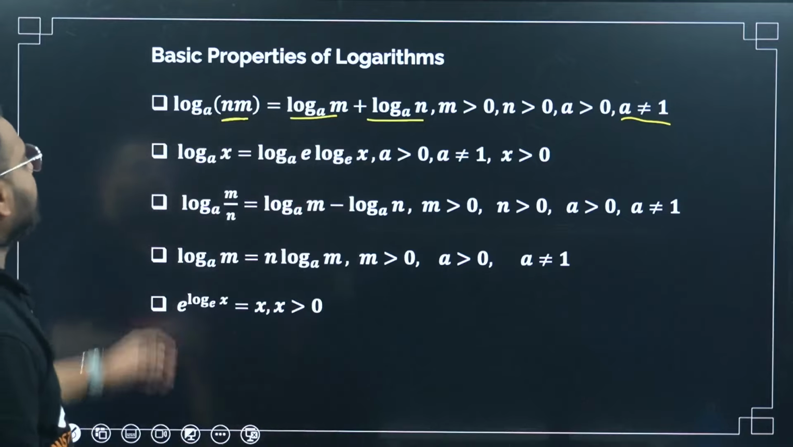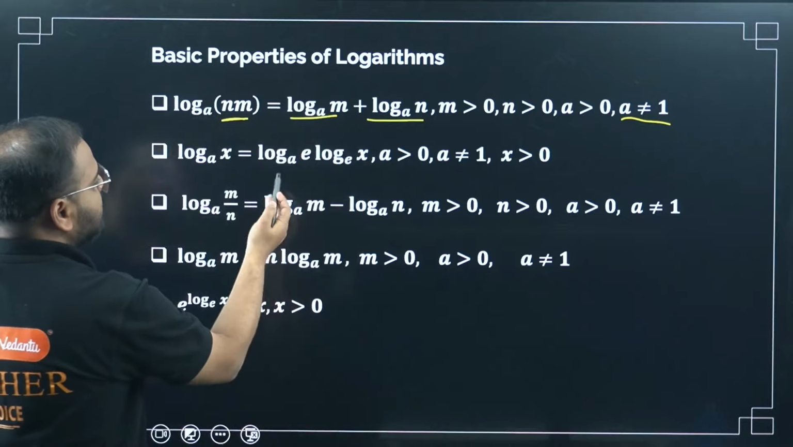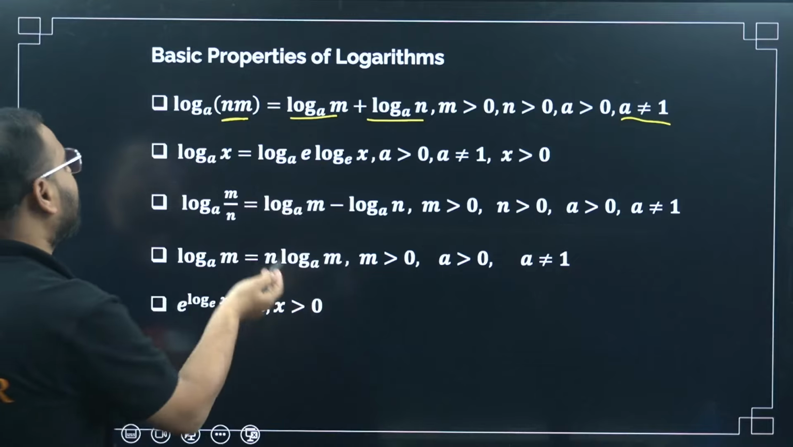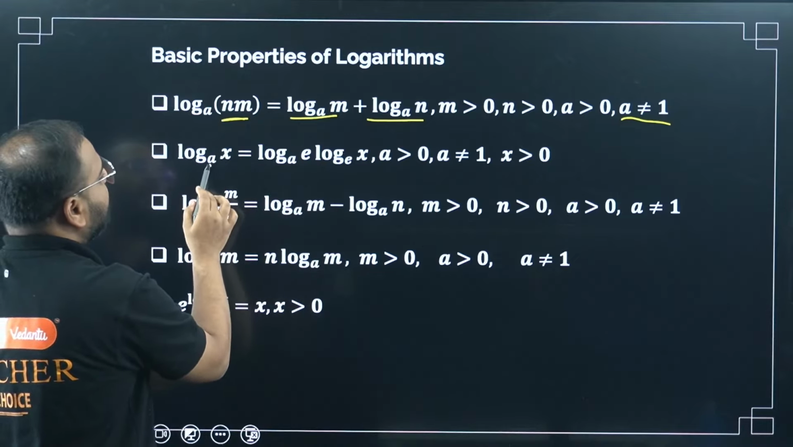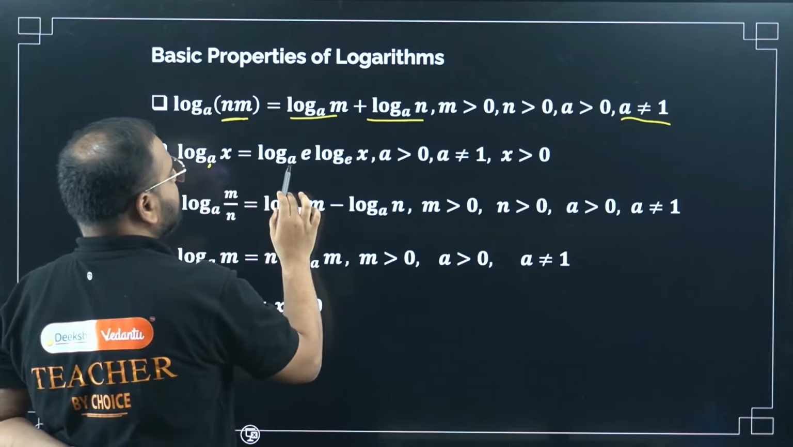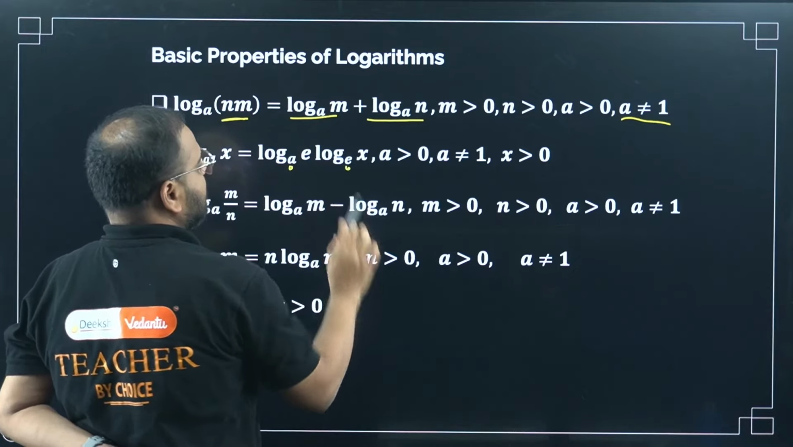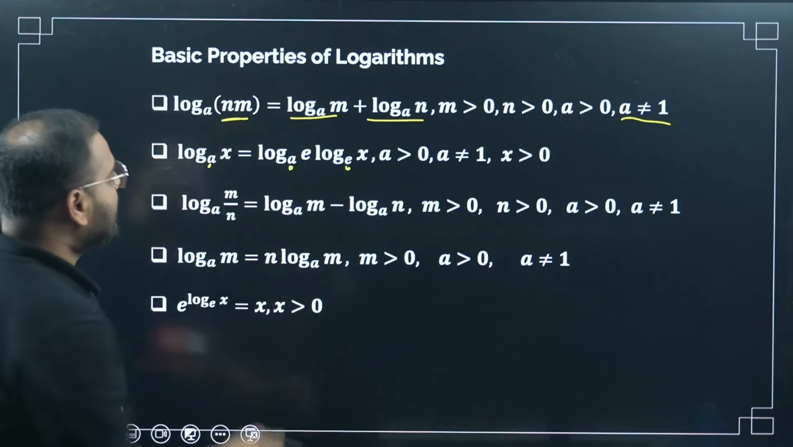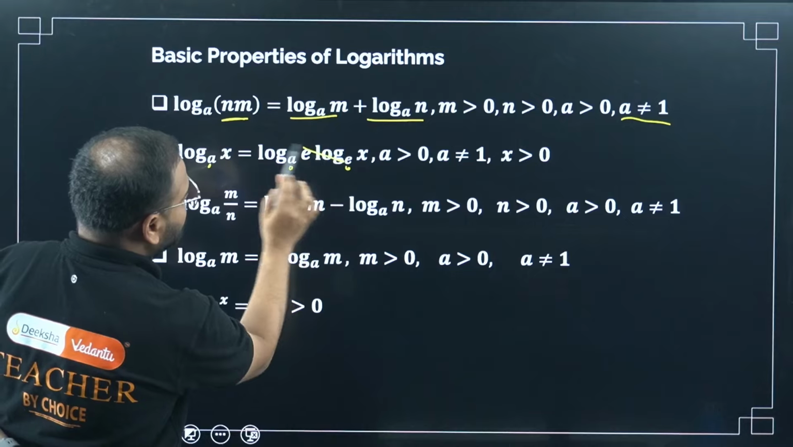Over here, please check, this is the base change formula, right? Please check what the base is here. The base is A. What's the base here? E. What's the base here? E. Sorry, A and E. So what happens, you can just check here, the bases should be the same.